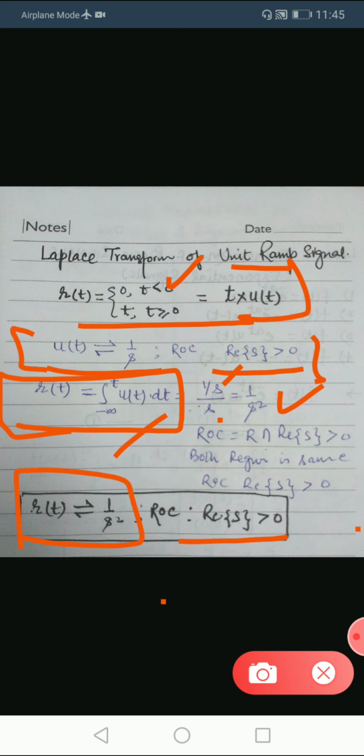ROC: here the coefficient of the real part exponential is e to the power 0, with no exponential term, and the coefficient of t is 0. Therefore real s is greater than 0.